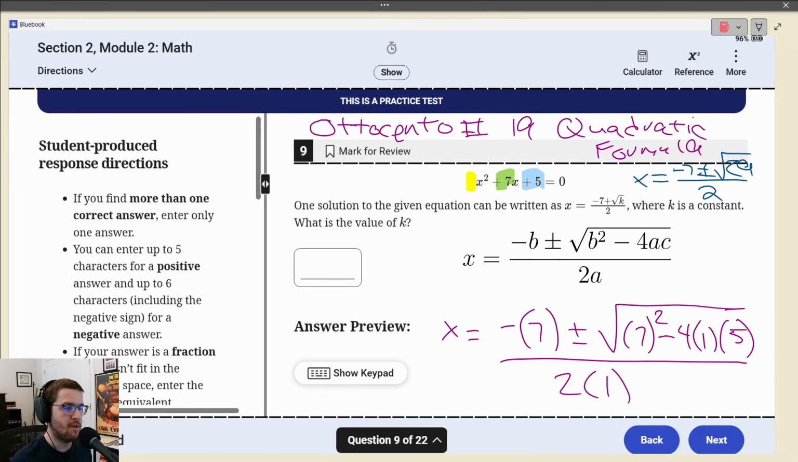I go over that in my quadratic formula videos, but fortunately, this already matches the form in the question, so we can just compare everything. So the k is the thing under the square root, which is 29. And that is the answer.